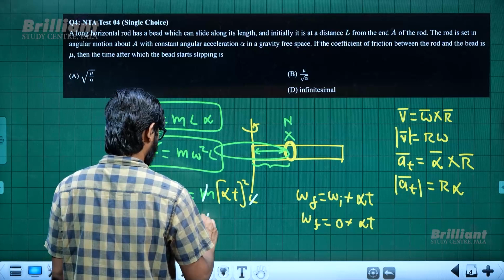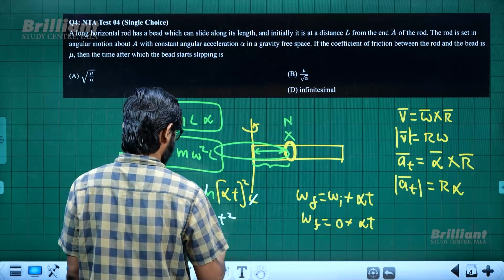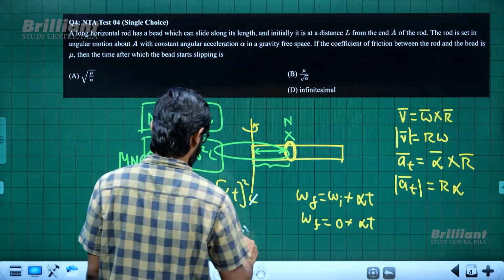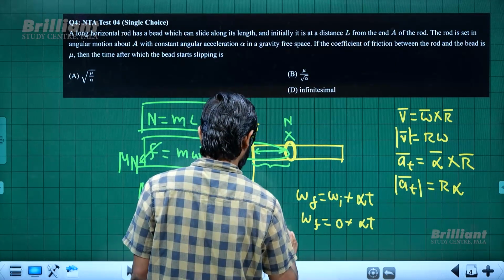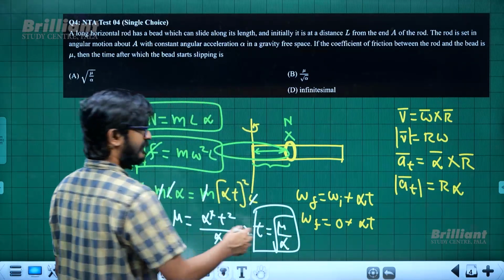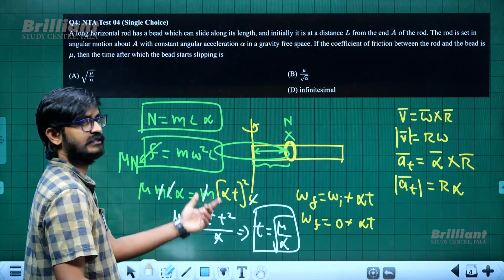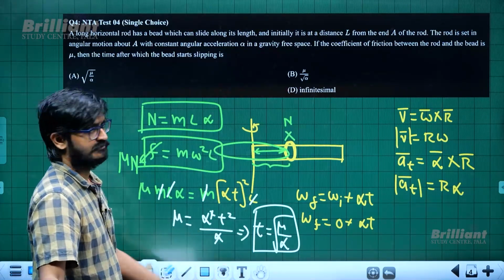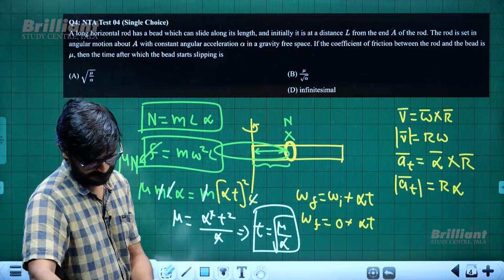So mu equals alpha square t square by alpha. From here you need to find t. T is how much? Square root of mu by alpha. So till that time it will be performing circular motion, friction will be sufficient to provide the required centripetal force. After this time it is going to slip, right?